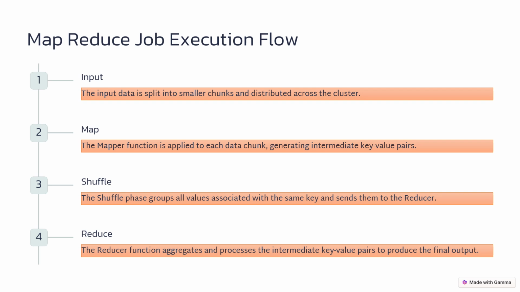Now, MapReduce job execution flow. Now, first is input. The input data is split into smaller chunks and distributed across the cluster. Map. The mapper function is applied to each data chunk, generating intermediate key value pairs. Talking about shuffle, the shuffle phase groups all values associated with the same key and sends them to the reducer. Reducer. The reducer function aggregates and processes the intermediate key value pairs to produce the final output. Now moving on to the next slide.